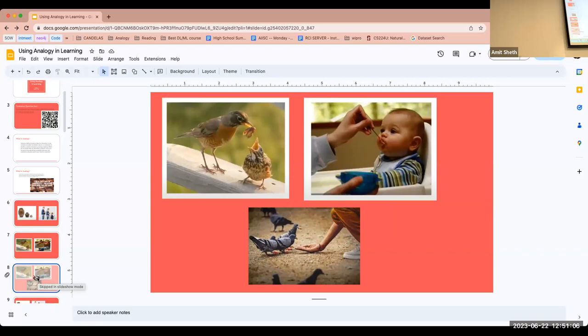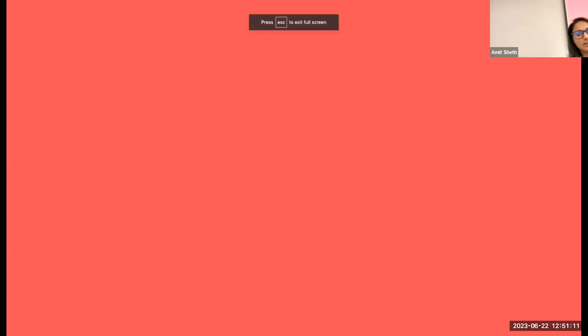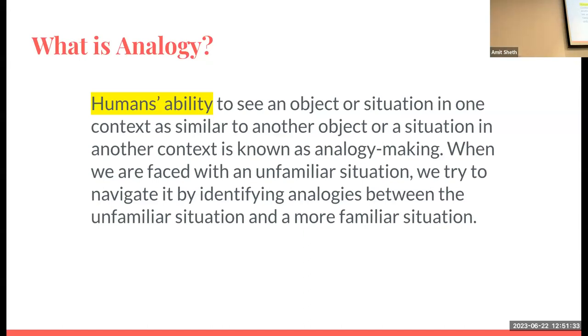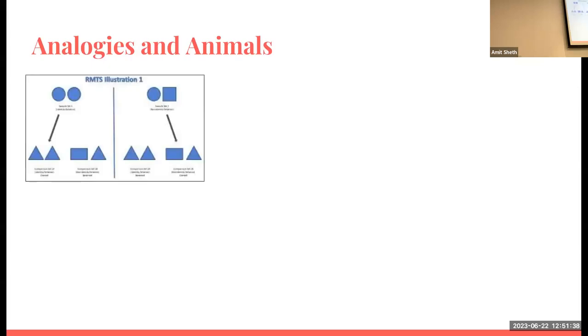This is called relational similarity and analogies based on that. This is why humans have this ability to reason and understand the world better than other animals, and we'll see how other animals understand analogy, whether they understand it at all. So this is the human ability. What about other animals? There is a test called the relational mapping test, which is what RMT stands for.